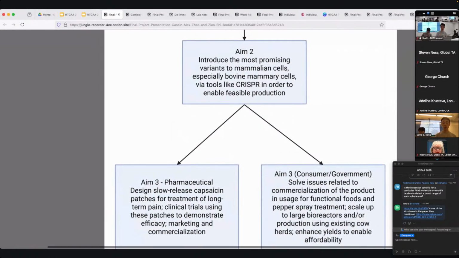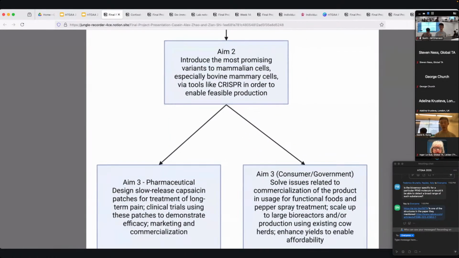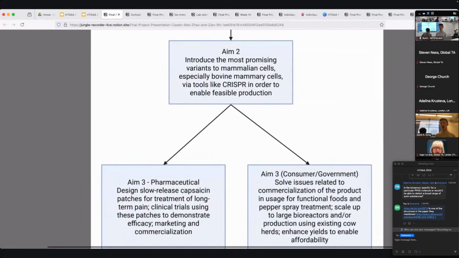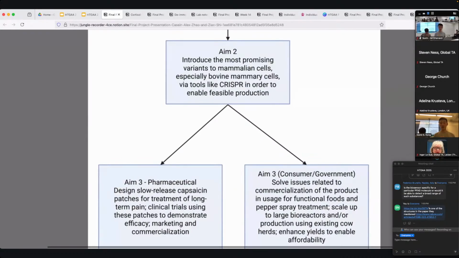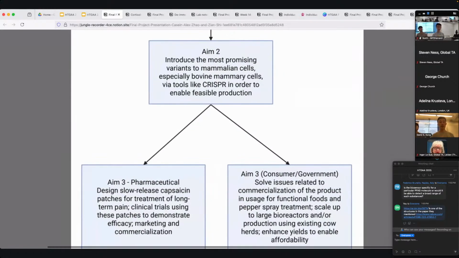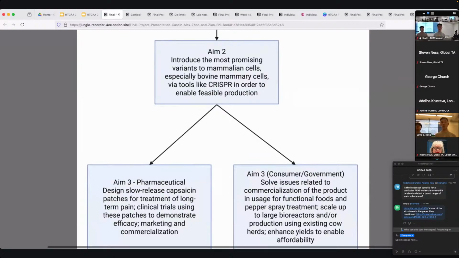And that will enable our two Aim 3s. We have two separate Aim 3s that we are looking forward to producing. First, we mentioned before how we have pharmaceutical applications of slow-release capsaicin patches, and that will require clinical trials and design of the patches themselves. So that's a long-term process. We need to prove that our patches actually work and don't irritate patients' skin. And we also, of course, need to market and commercialize this product. And the second one is a more commercial approach. For example, anti-pepper spray, when you produce those in cows in very high quantities.